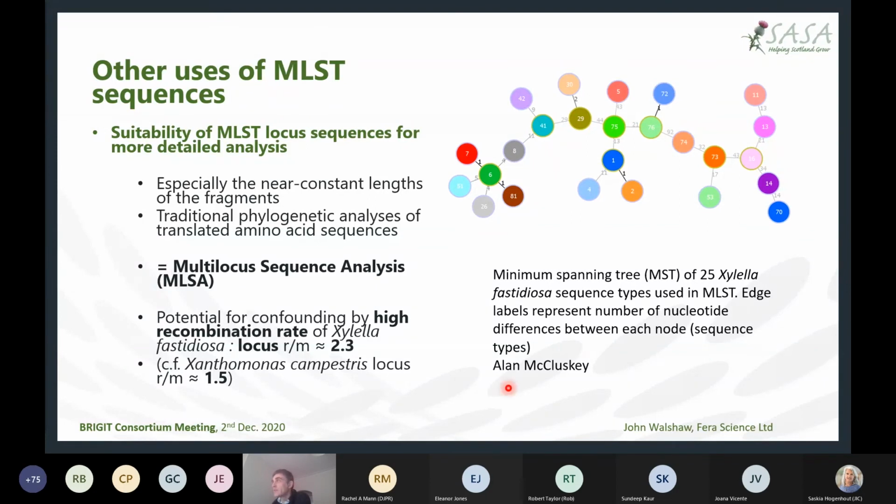And it does illustrate a couple of important points. All of these nodes are the different MLST sequence types which are represented in the genomic database. There's not actually that many of them. Also, there are some big gaps between some of the sequence types compared to others. These are actually nucleotide differences, so some of these sequence types are literally separated by a single nucleotide, while others are much further apart.